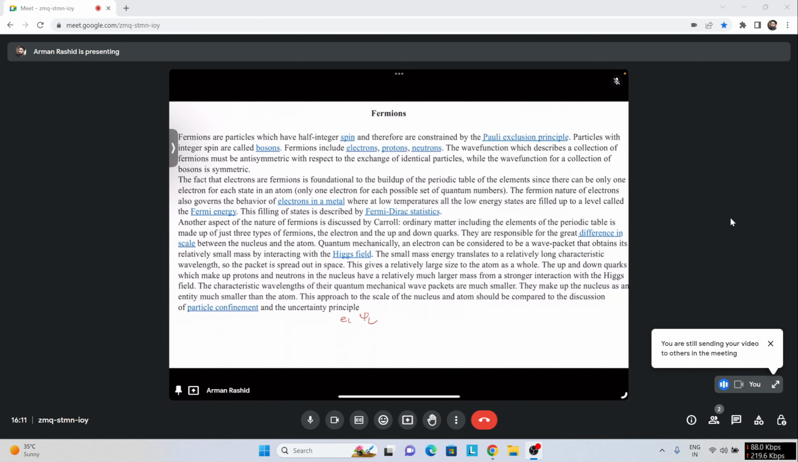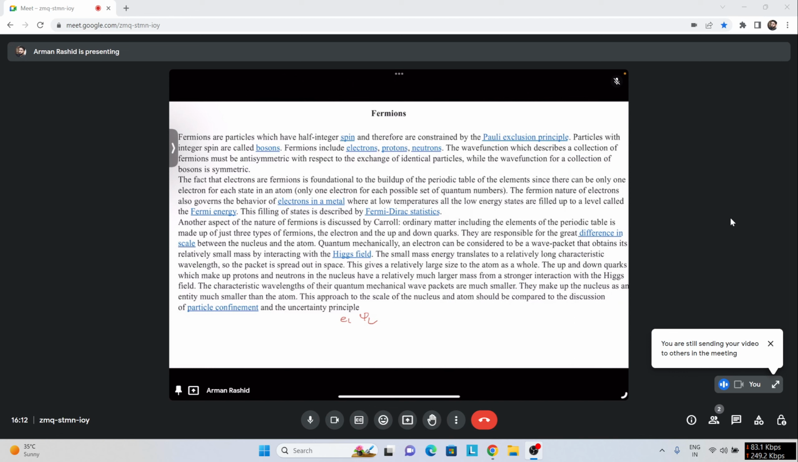Now the fact that electrons are fermions is foundational to the building of the periodic table. Because electrons are fermions, we have different shells, different orbitals. Otherwise, if electrons were bosons, we would club every electron into the same level because they could occupy it. But since they cannot, they create something called Pauli's pressure. As a result, we have to use the higher levels. Because of those levels, we have different atoms with different chemical and physical properties, and they give rise to the periodic table.